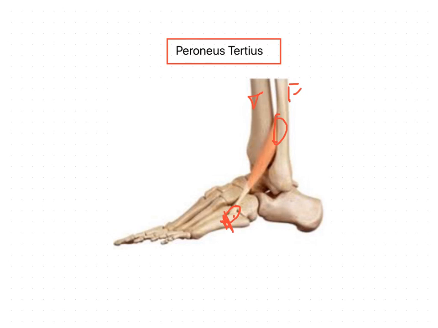If you see the nerve supply, again it is supplied by the deep peroneal nerve. If you see the action, it helps in the dorsiflexion of the foot and also helps in the eversion of the foot. So these are all about the muscles of the anterior compartment of the leg.